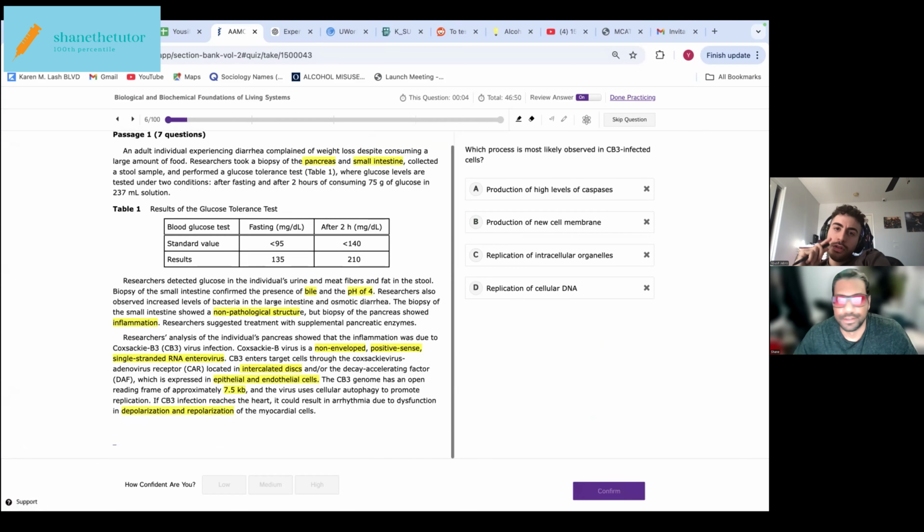Which process is most likely observed in CB3 infected cells?